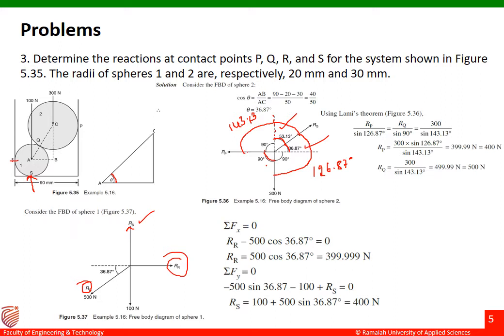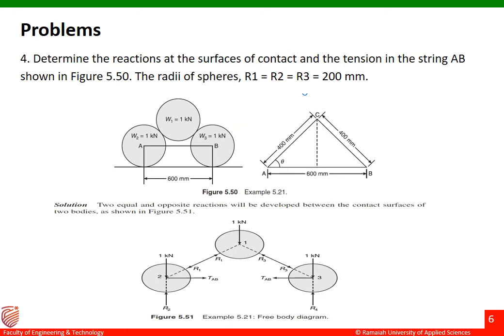One more equilibrium equation is summation Fy equal to 0. We have to see only the vertical components. Minus 500 sine 36.87 minus 100 plus RS. By simplifying this, we get RS equal to 100 plus 500 sine 36.87, which is 400 Newton. So this is how we can find the answer for all the reactions at points P, Q, R and S. Okay. Problem number 4.